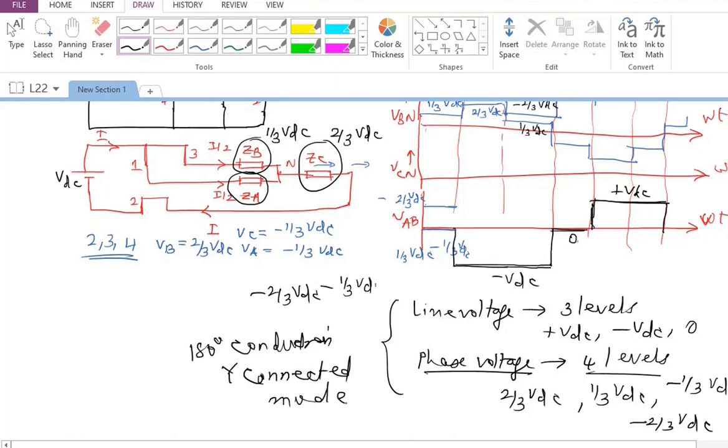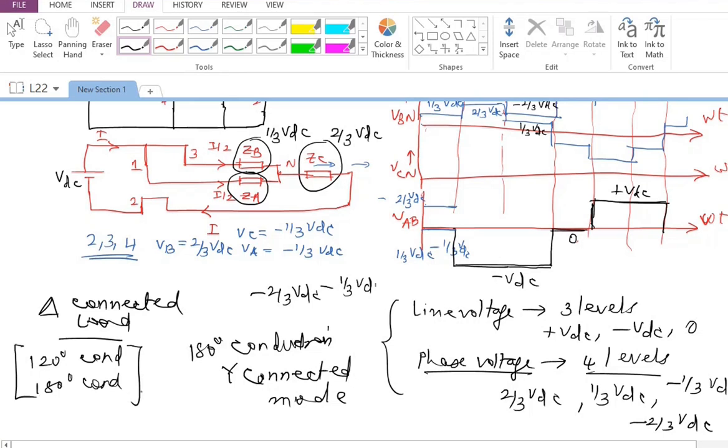Okay. Now, we can definitely derive for delta connected mode as well. If I have delta connected load, how are we going to have the waveforms for 120-degree conduction and 180-degree conduction mode? I want you to derive this as homework. Okay, so please do this for delta connected mode in 120-degree conduction and 180-degree conduction modes. When the load is delta connected, what kind of line voltages and what kind of phase voltages we are going to have, I want you to derive this.